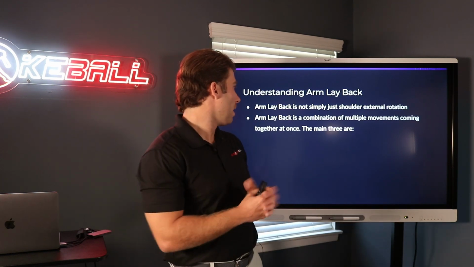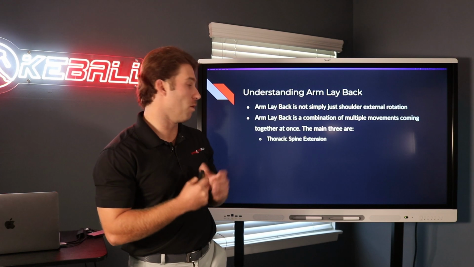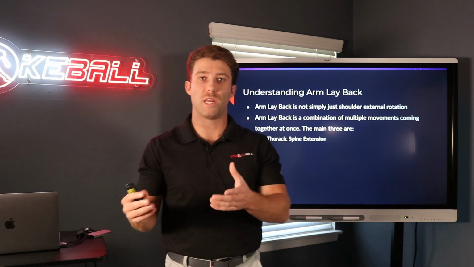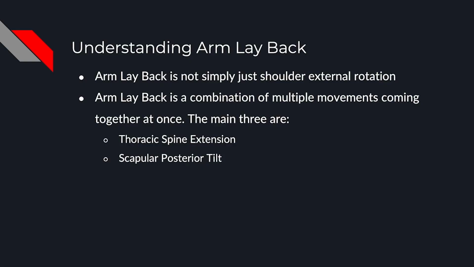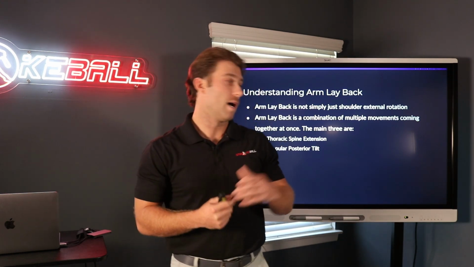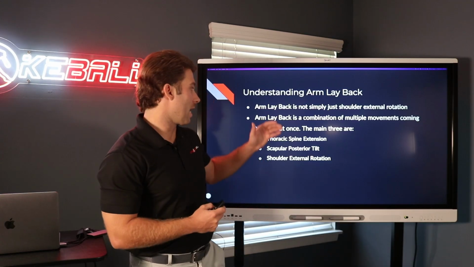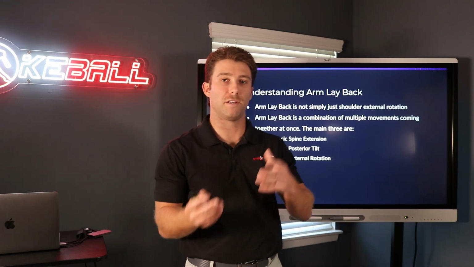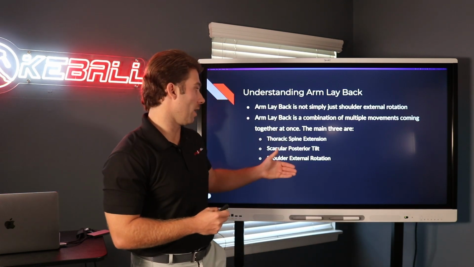Arm layback is a combination of multiple movements coming together at once. The main three are, first, T-spine extension, or thoracic spine extension. That's going to be the first movement that ultimately helps us get within the acceptable range of arm layback. Second is scapular posterior tilt. I'll touch on this in a second with deGrom and what that is. And then lastly, you're going to have true shoulder external rotation. Those are the main three. There are some other things that may contribute to being able to achieve arm layback into the acceptable range, but those are really the main three.